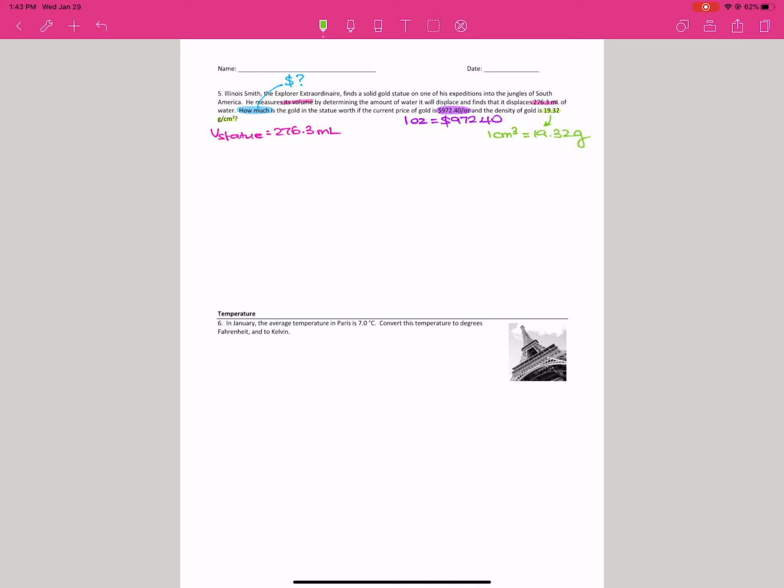And then the idea is to come up with a plan, okay? So I know that I can use the price of gold as a conversion factor because I have an equality. I can use the density as a conversion factor because again I have an equality. So I'm left with the volume of the statue as a starting point. So that's where I'm going to start.